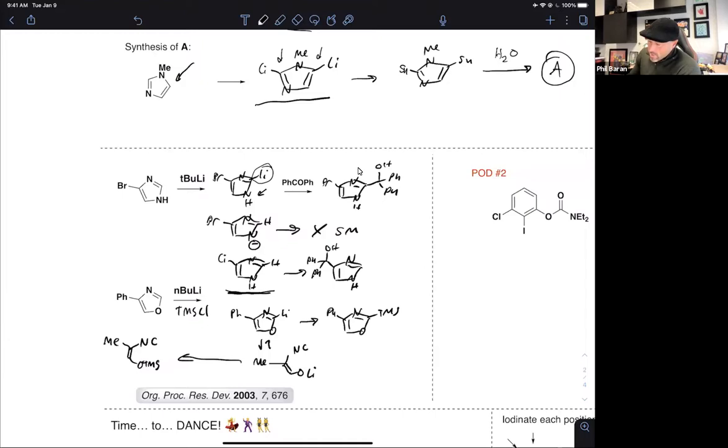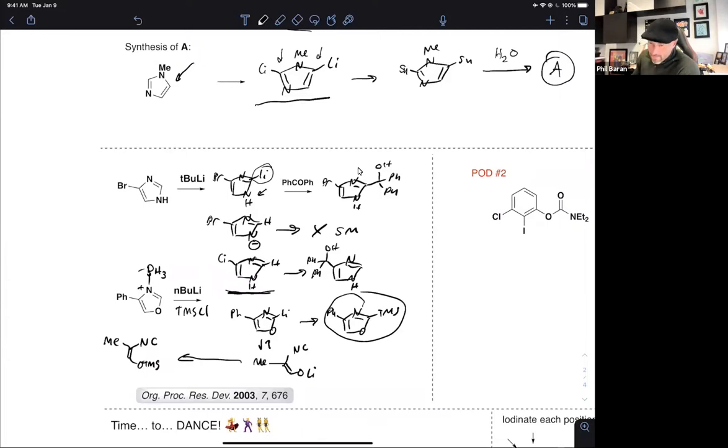So in order to avoid ring opening, the late Ed Vedejs invented a really brilliant method that allows you to overcome this problem by adding an equivalent of borane. This is a phenomenal trick to use. Now this ring opening process is stopped. And so if you first add borane and then you deprotonate, you can get the exact product that you said initially.